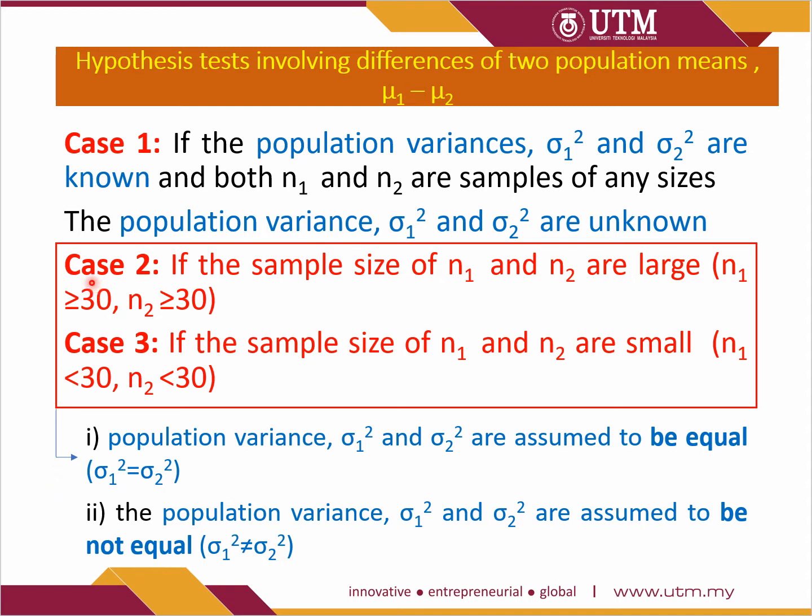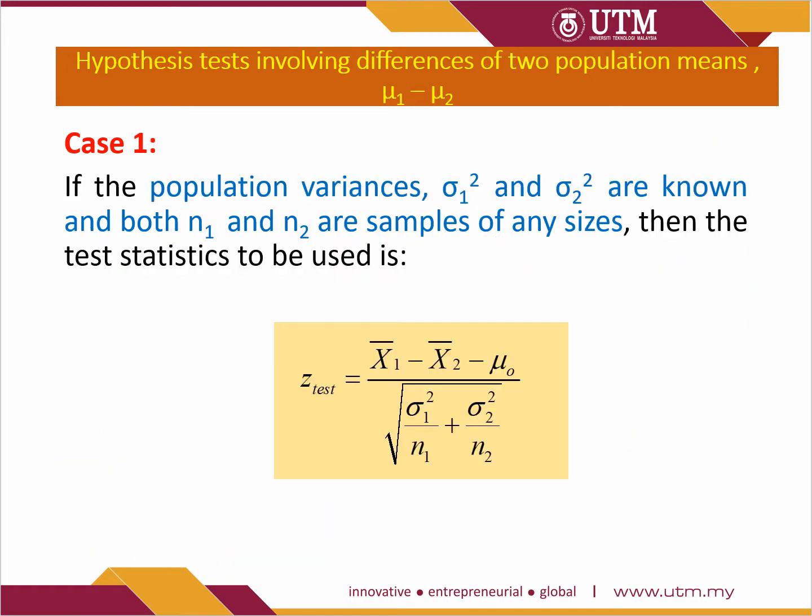So in case 2, there are two conditions: equal population variance and not equal population variance. And also in case 3, there are two cases, where the population variances are equal and the population variances are assumed to be not equal.